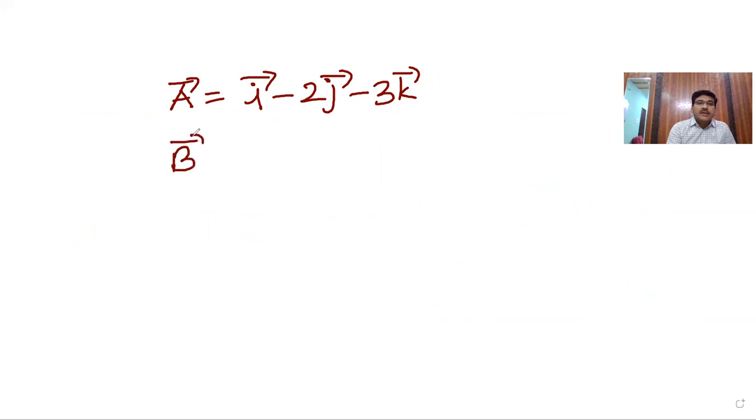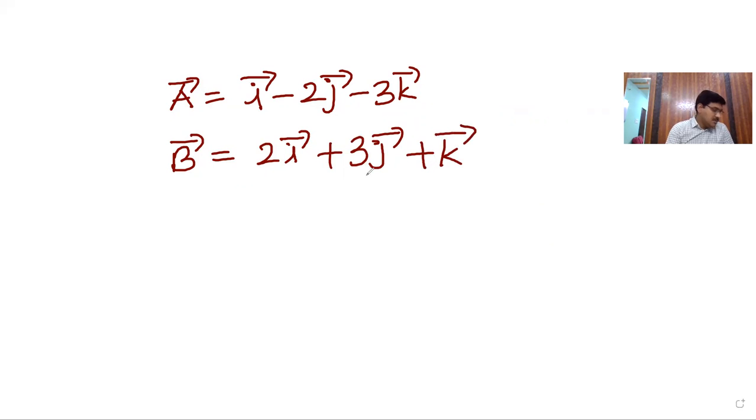Okay. First, vector A bar is given. What is A bar? A bar is i bar minus 2j bar minus 3k bar. B bar is another vector given: 2i bar plus 3j bar plus k bar. These are the two vectors given to us.